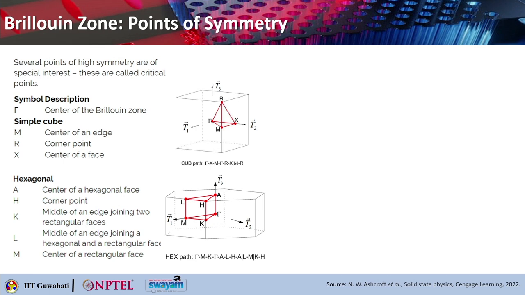So, now, let us finally look into those irreducible Brillouin zones and the important points of interest. So, several points of high symmetry are of special interest, okay. So, if you think of a cubic lattice, okay. So, this is the cubic lattice Brillouin zone. There, gamma marks the center of the Brillouin zone, and then M is basically the center of an edge, okay. R is basically a corner point, and X is basically the center of a face. So, you can think of the three primitive reciprocal lattice vectors as T1, T2 and T3, and this particular volume here, okay, that volume is the irreducible Brillouin zone.